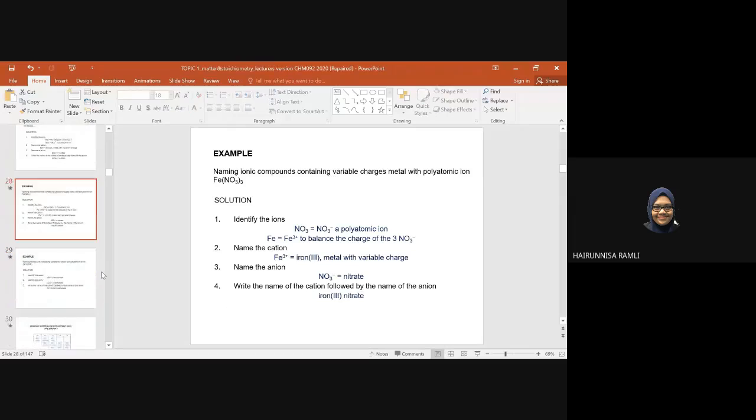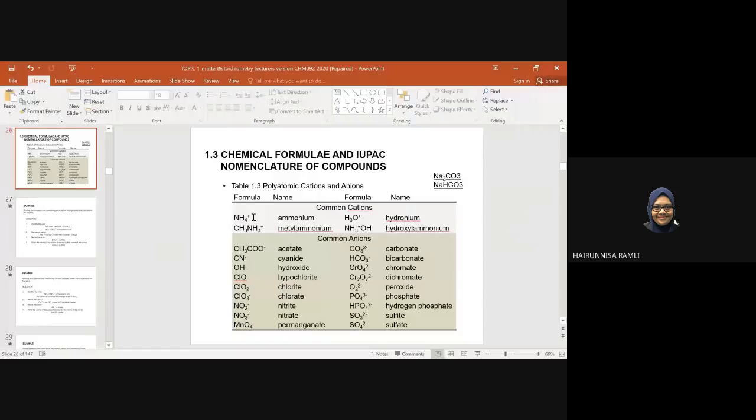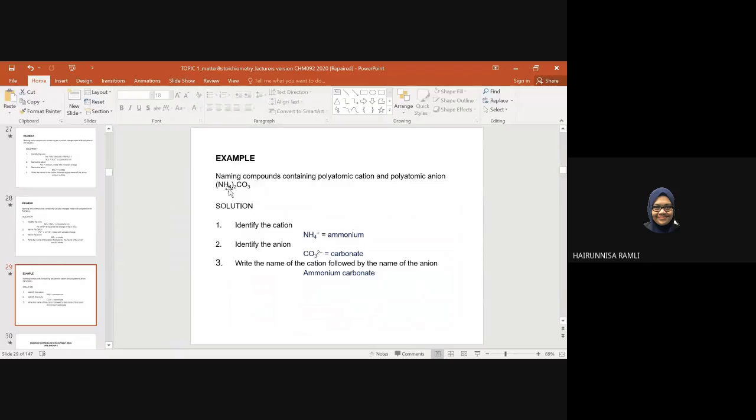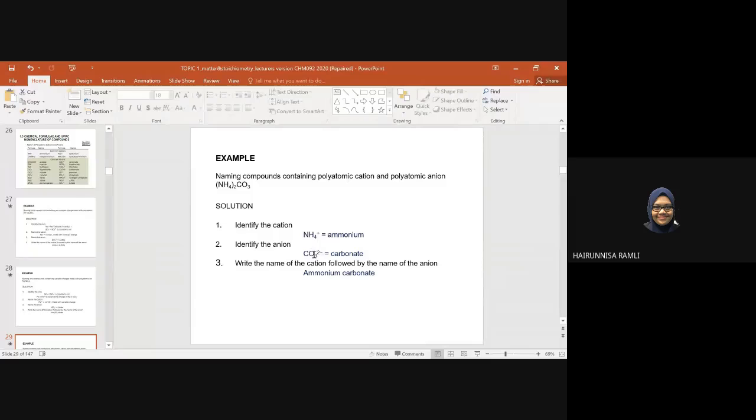Okay, next example. Now example, dua-dua polyatomic. Atom yang banyak. Dia punya cation dia polyatomic, anion dia pun polyatomic. So cation is NH4. NH4 tadi ammonium. NH4 plus. Positive one charge dia. And then dia punya CO3 nampak tak dikurungan 2 sebab CO3 carbonate is -2. So bila dia combine dia akan jadi ammonium carbonate. So kalau polyatomic combine polyatomic kita tak adalah pakai Roman number tu. Roman tu untuk variable charge saja eh. Okay.